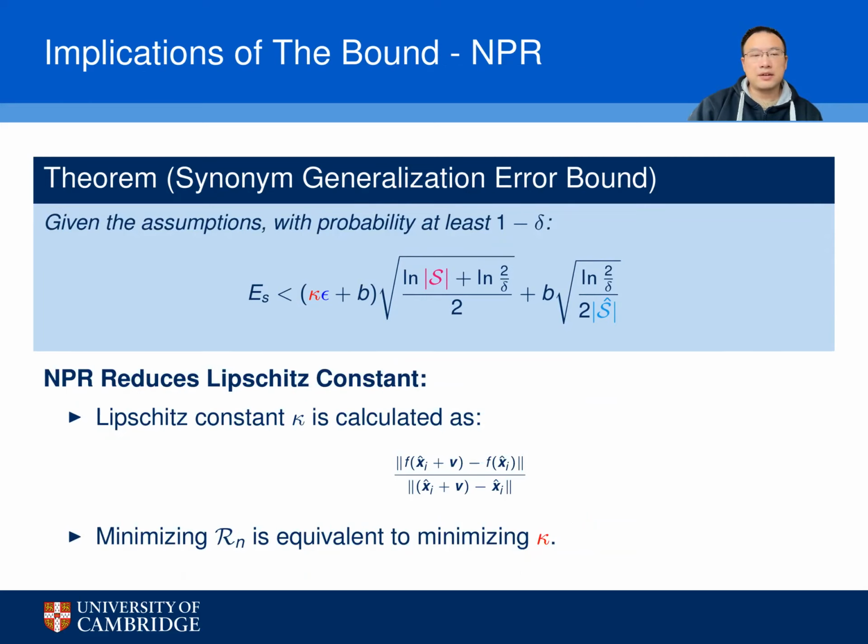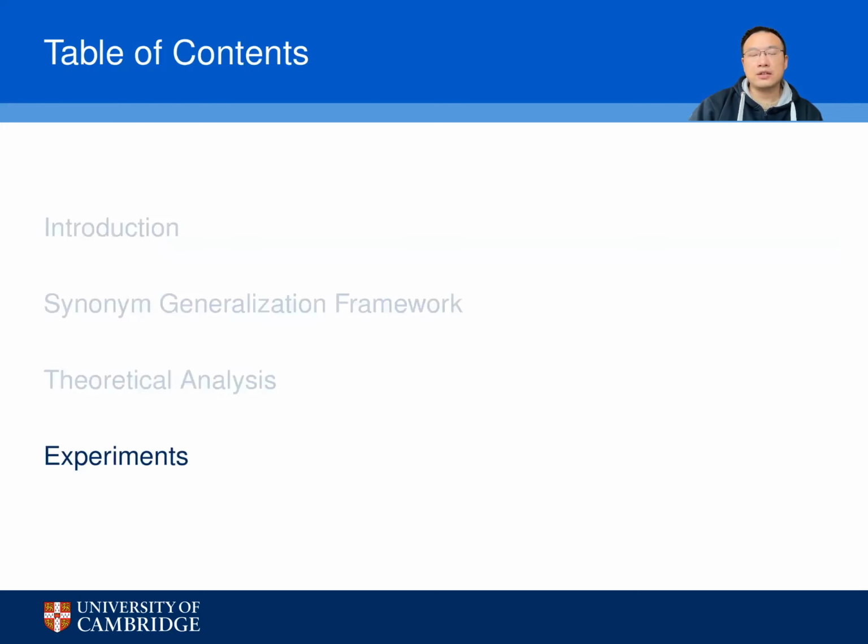It can be observed that the Lipschitz constant kappa is calculated as follows. Therefore, minimizing Rn is equivalent to minimizing the kappa. Therefore, minimizing Rn can also help to control the upper bound of ES. Now let's move on to the experiment part.